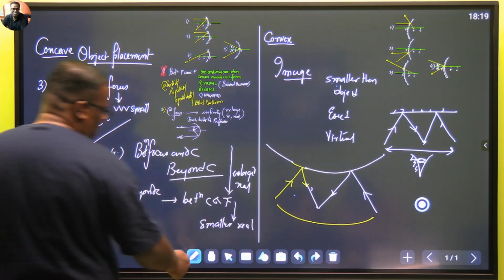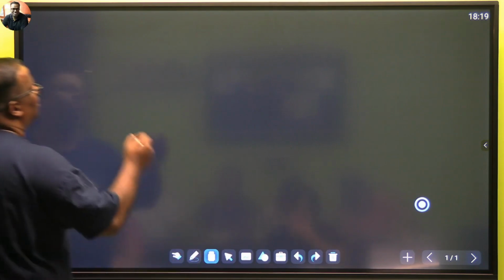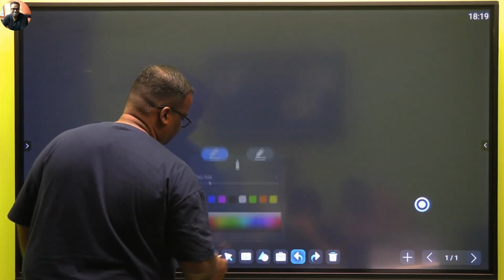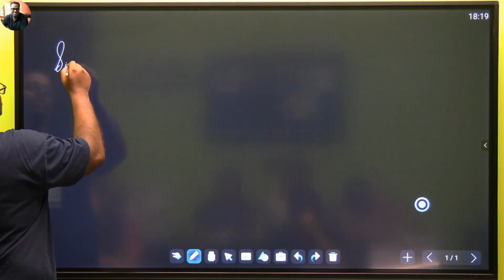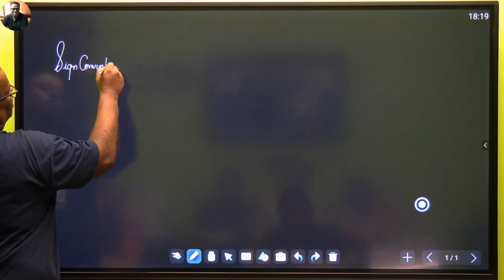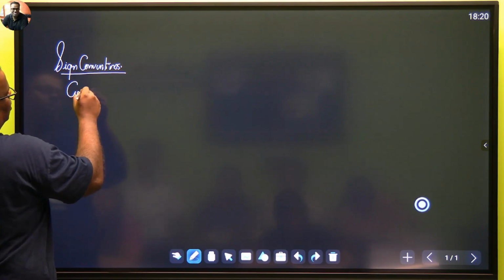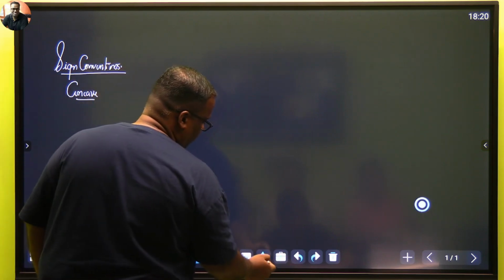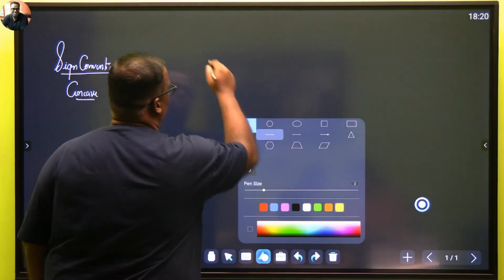अब आते हैं sign convention, the one which worries you more. So next is sign convention. Sign convention, and we will see for both the mirrors. The first one we are seeing for concave. So for sign convention, always try to first draw the Cartesian coordinate system. So let's draw the Cartesian coordinate.